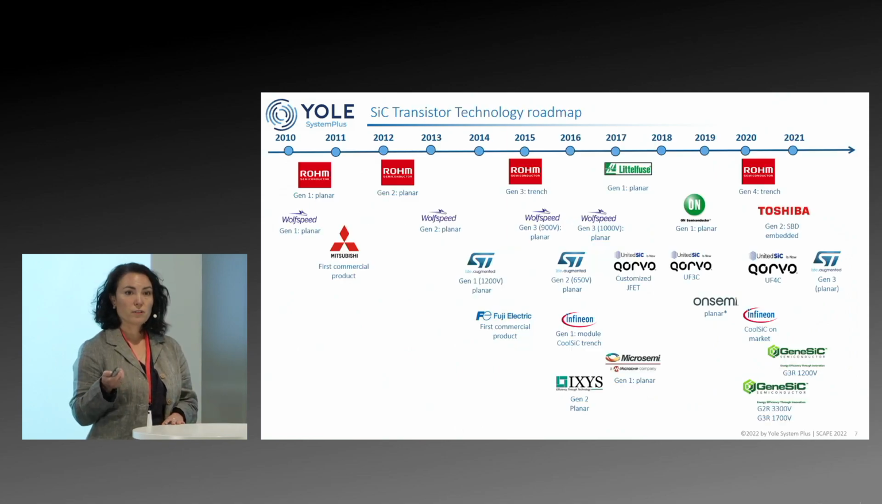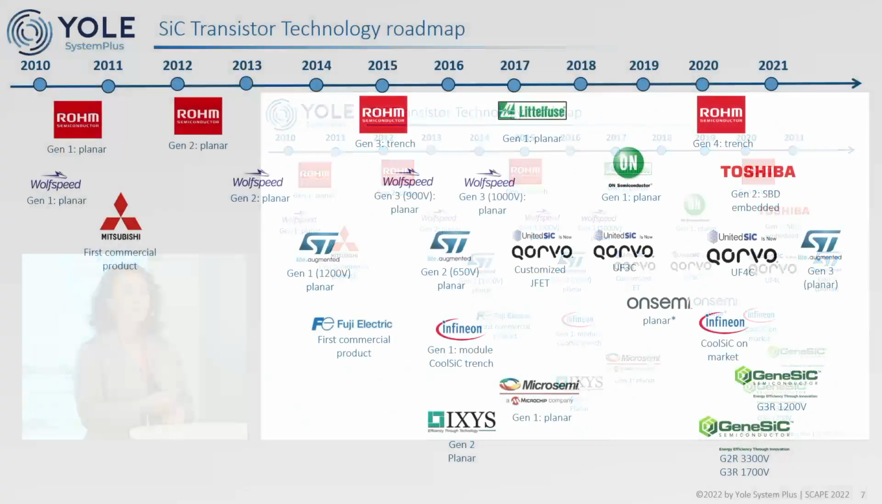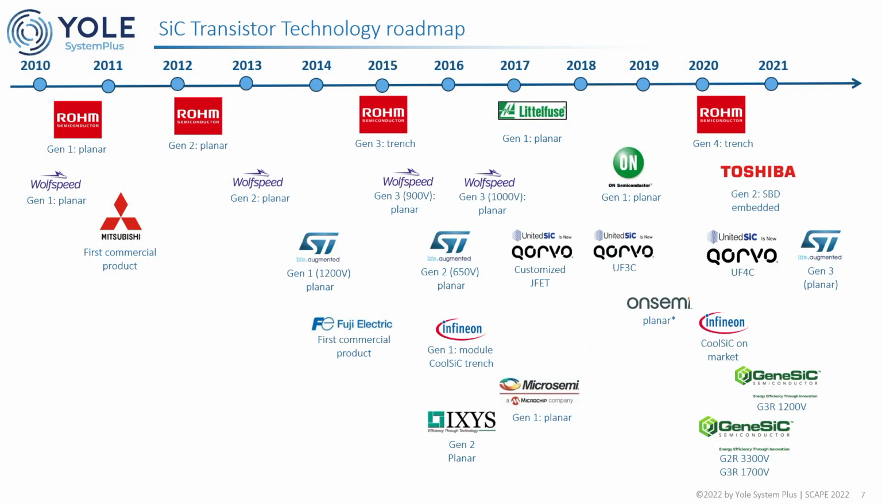So let's focus on silicon carbide. Just a bit of history of the devices, not of the merging, but really of the devices that came into the market, the commercially available devices. ROHM and Wolfspeed were among the first ones. They continue with nice results.